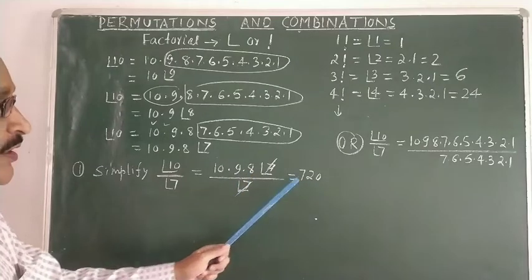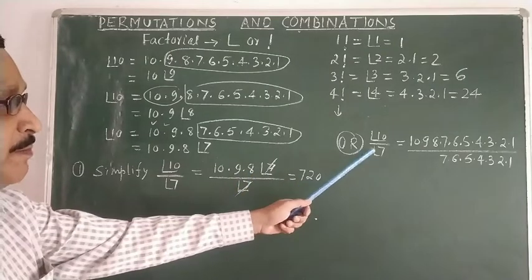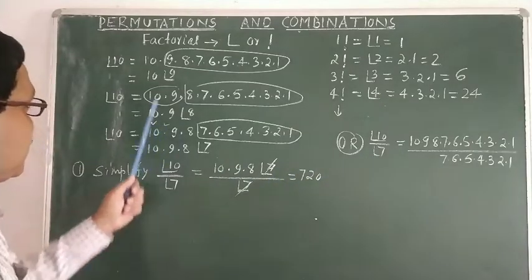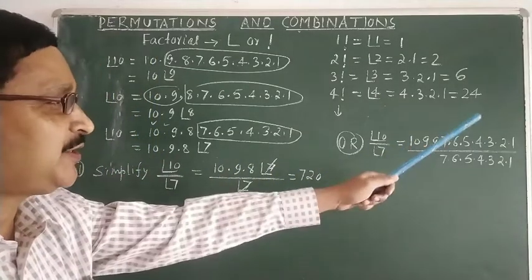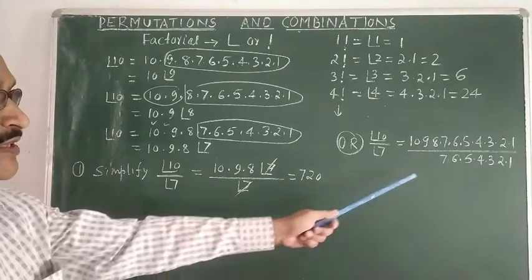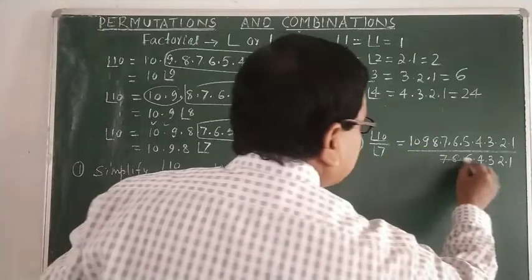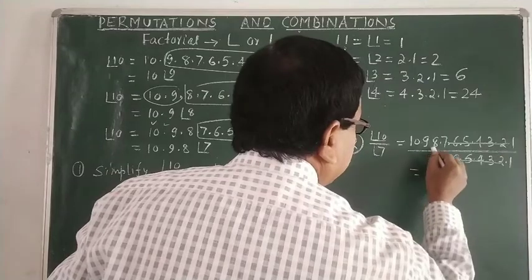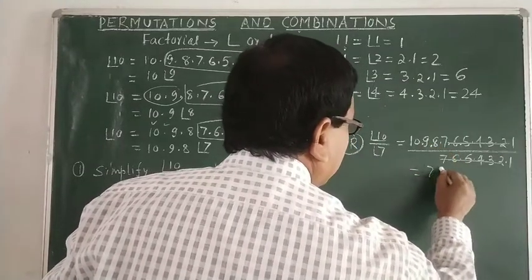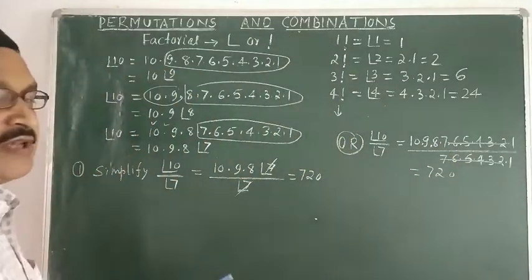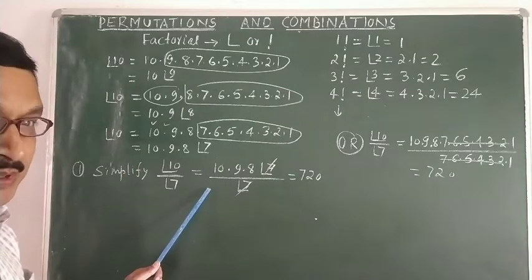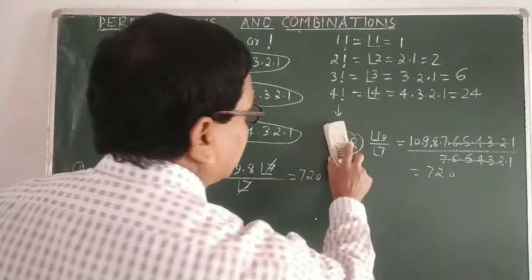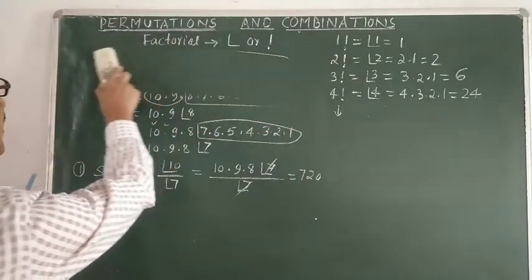This is the answer. Suppose you have to do it without using this concept, then you can write it down: factorial 10 means 10 to 1, factorial 7 means 7 to 1. So this is cancelled, and again we are getting 720 as the answer. But this is the best rule to do the problem, remember it. Now the further problems, just see.